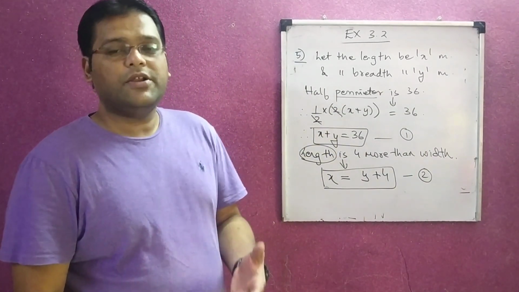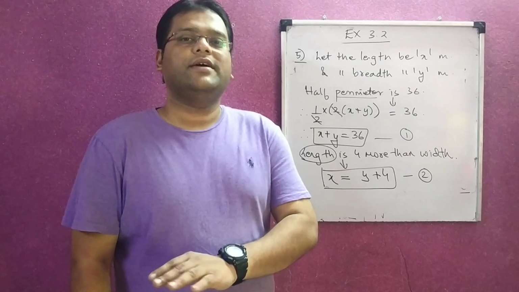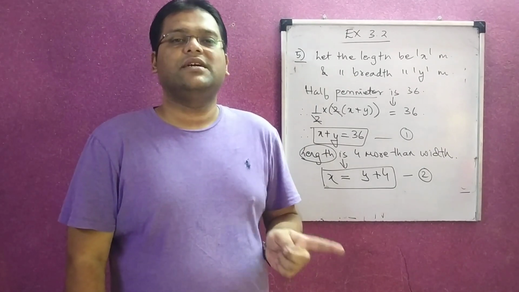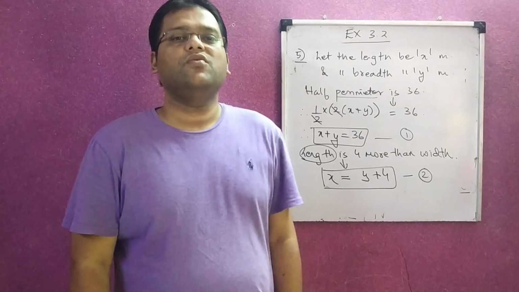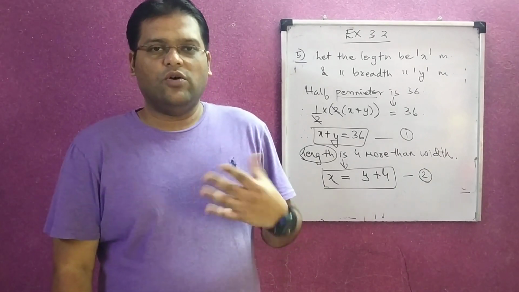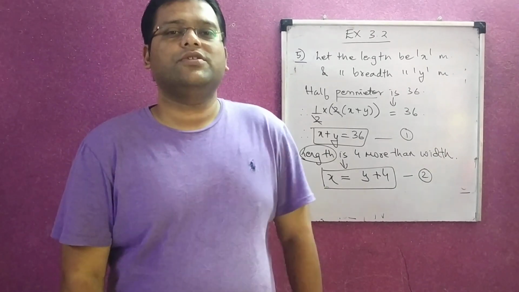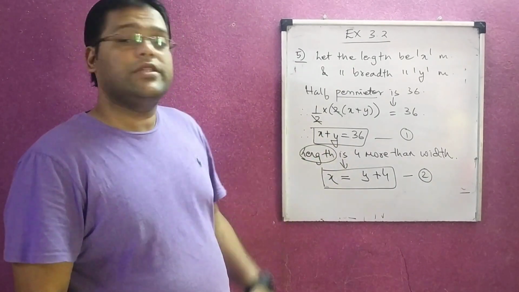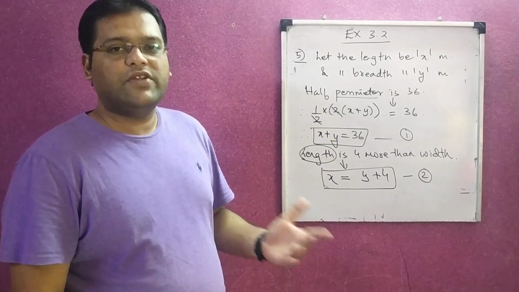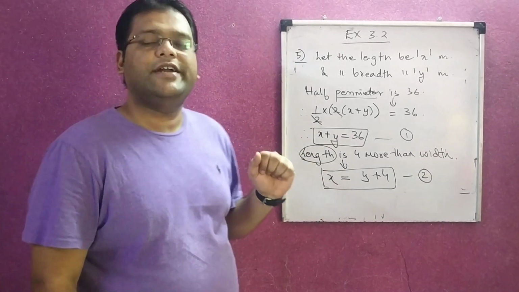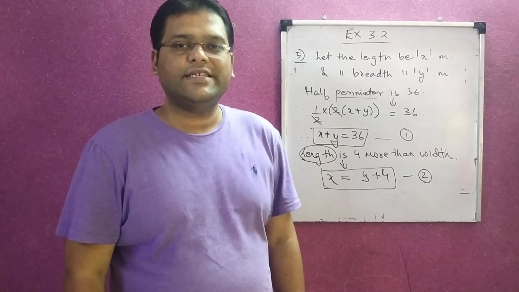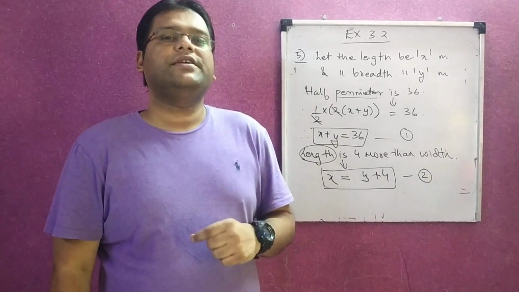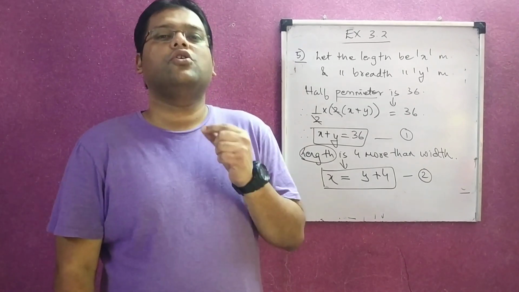Remember, the value for x will come out more than the value for y, because x is the length and y is the width or the breadth. And always in a rectangle, the length is more than the breadth. So you are going to plot the graph, and after plotting the graph, you are going to find the point of intersection. That point of intersection will be your solution.